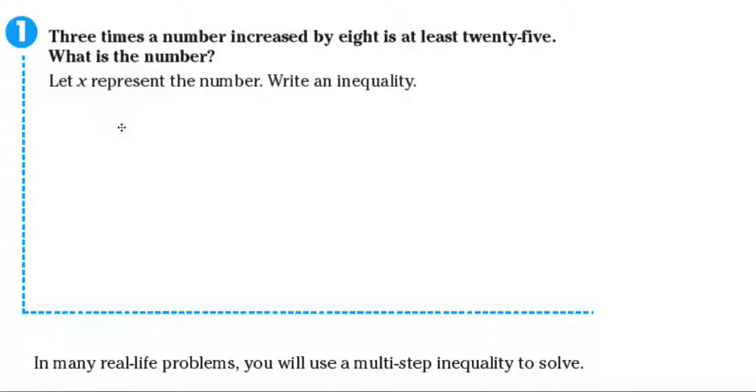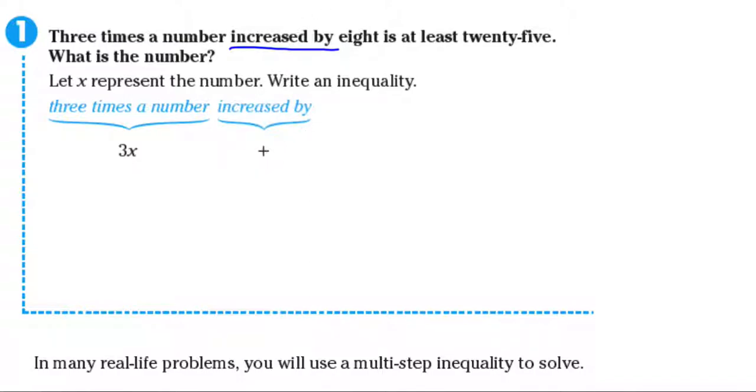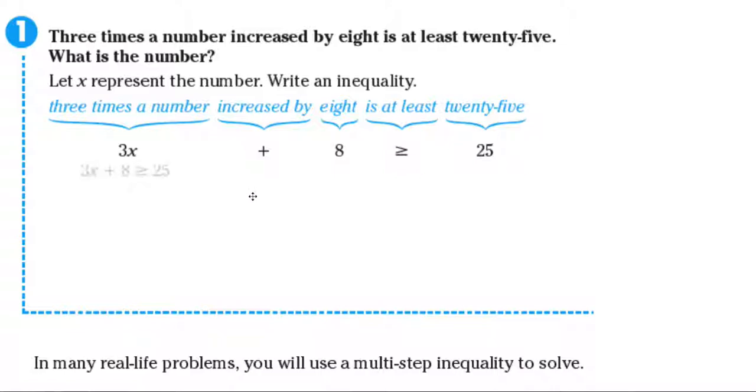First things first, let's translate this. 3 times the number is 3x. Increased by is a plus sign. Obviously 8 is just simply bringing down the 8. When you see the words is at least, it means greater than or equal to, and we simply bring down 25. So you have 3x plus 8 is greater than or equal to 25, and we solve that by working backwards.